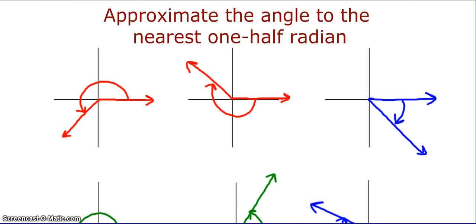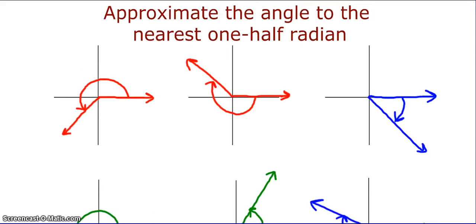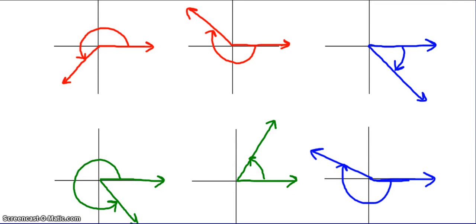Okay, now I want you to look at the angles that I've already drawn here, and I want you to approximate each one to the nearest 1/2 radian. So this is an approximation. Yours might be slightly different than mine, but look at each one of these, come up with what you think it is, pause the video, and then unpause it when you're ready to check.